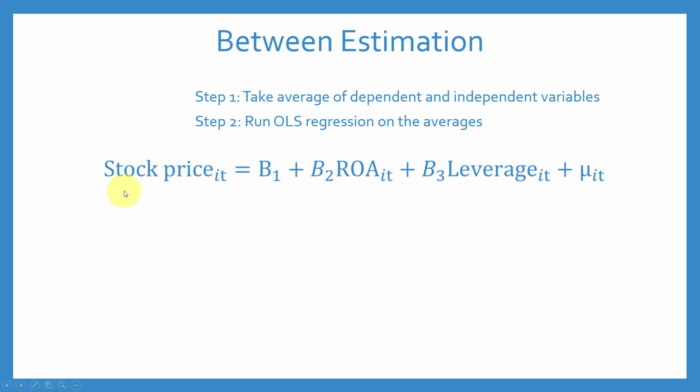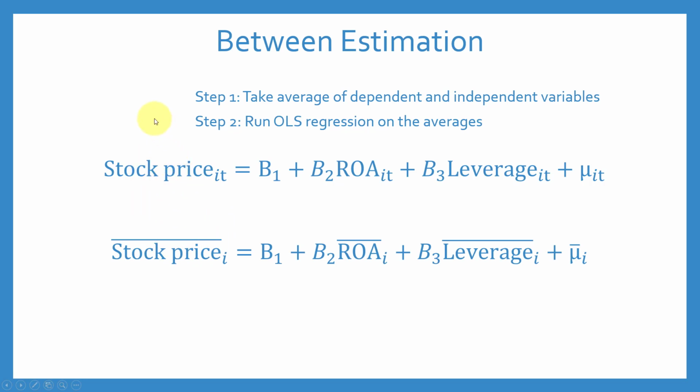So let's say we use the model from our first video. We have stock prices as a dependent variable, and we have return on asset and leverage as independent variables. See, we have i t over here as a subscript, and that means we have panel data. In between estimation, what we do is we take the averages of stock prices over different cross-sections. So let's just say we have 3 firms and 10 years of data. For each firm, we would collapse the data over time, and for each firm we would have a single value of stock price. The same goes for ROA and leverage. And this can be understood using this subscript.